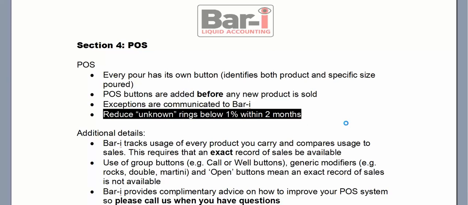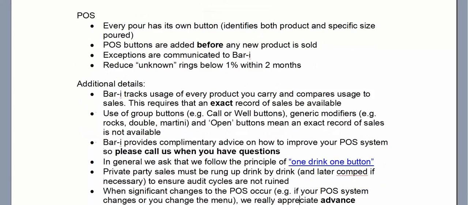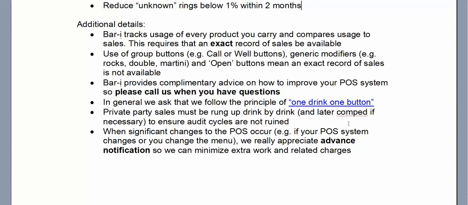What that does is create grey area and questions in our reports, so we want to pragmatically and incrementally make changes to the point of sale report so that we can get away from that situation, and we provide complimentary advice to do that.